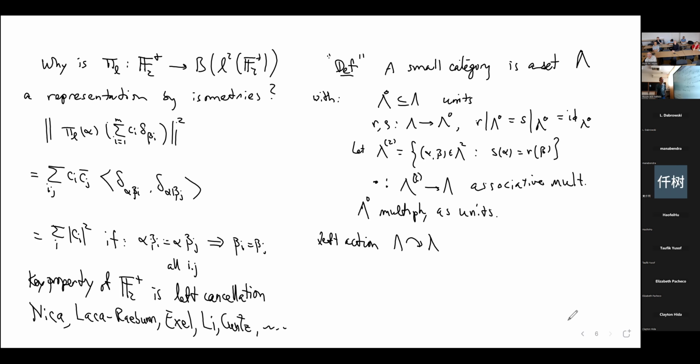Of course, it's only partially defined in the sense that a given element of lambda can only act on those elements with which it's compatible.